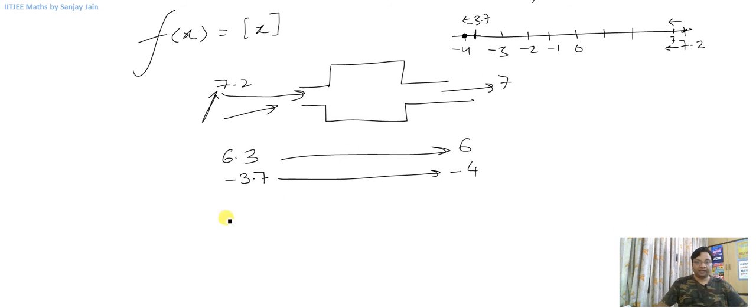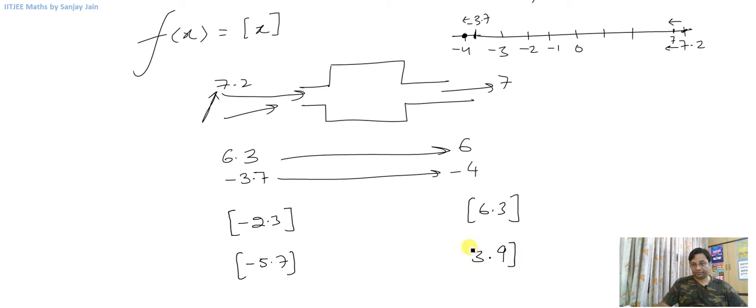Obviously, let me write some of the values for you. Minus 2.3, minus 5.7, 6.3, 3.9. So this will give me minus 3, this will give me minus 6, this will give me 6, this will give me 3. This is how this function works.